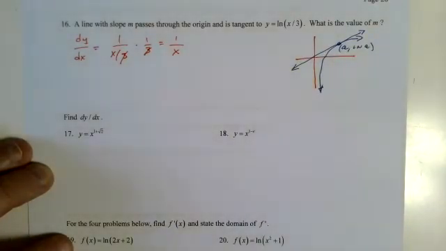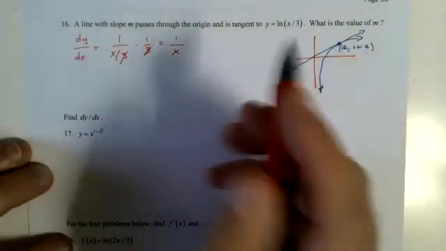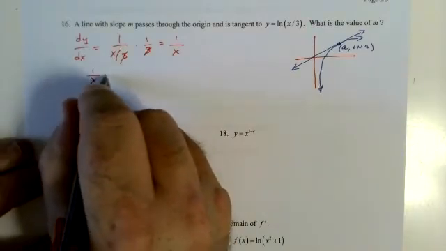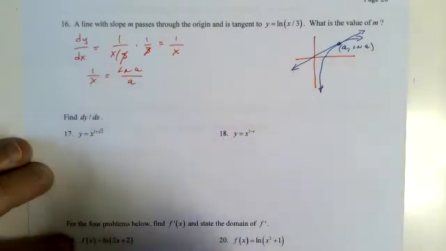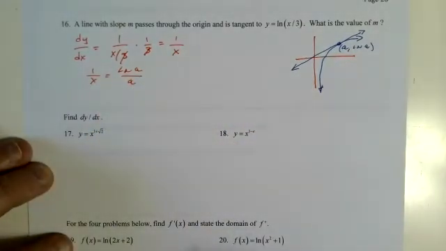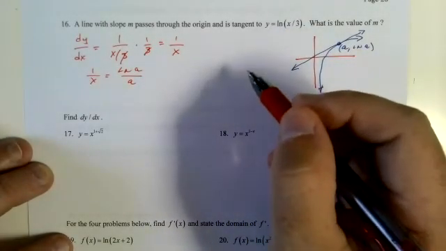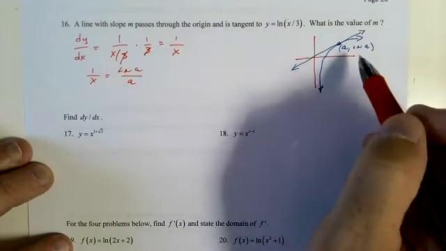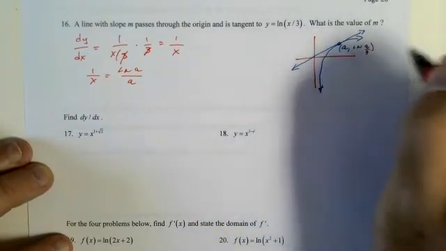Sure. So slope m passes through the origin, it's tangent. What's the value of m? 1 over x equals ln of a minus 0, ln of a over a. This is on this line. This point is actually, that is the point A. No, that's not ln of a, it's ln of a over 3.